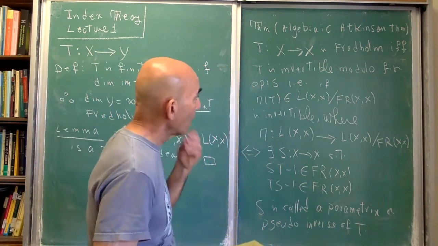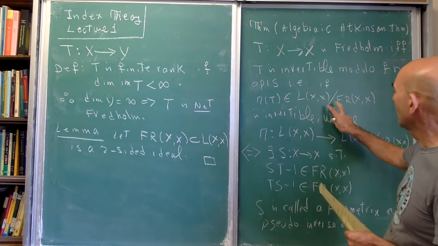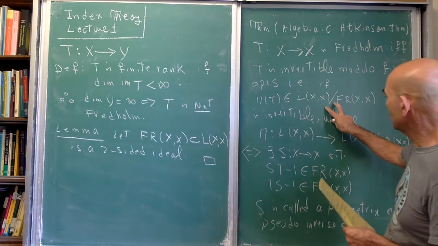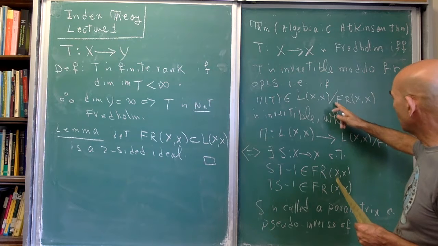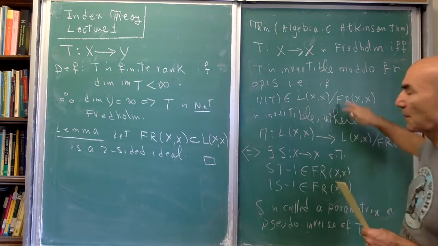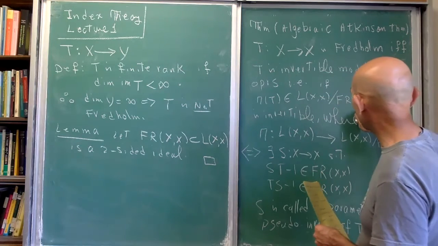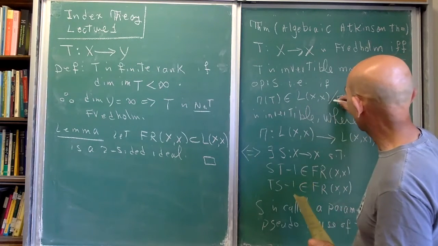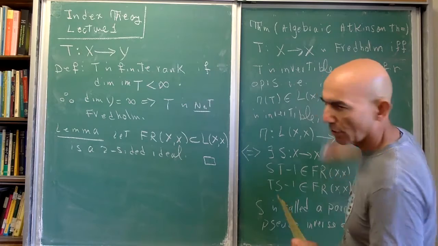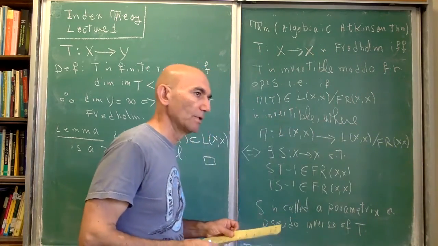We will see that a suitable analytic version of this, where we complete the finite rank operators to something called compact operators, is going to be an important algebra. This is a kind of algebraic analog of the Calkin algebra. We'll see it soon.